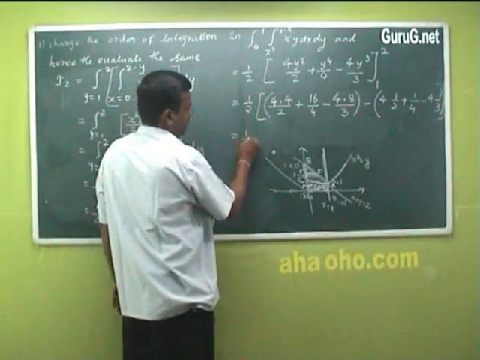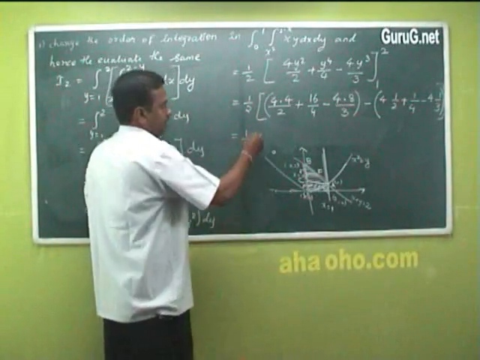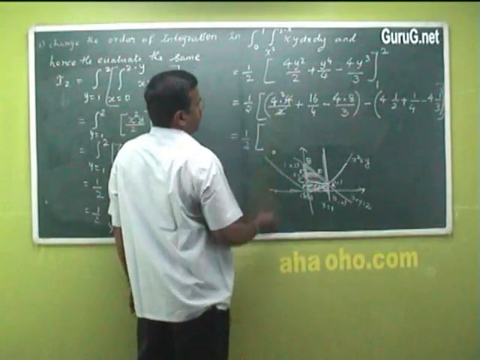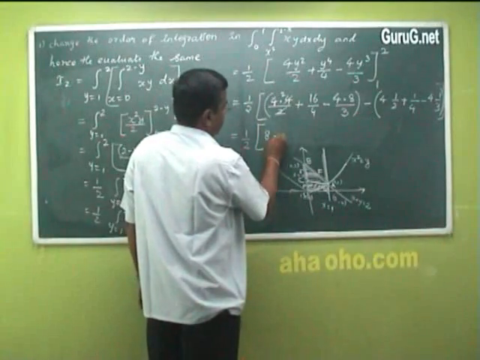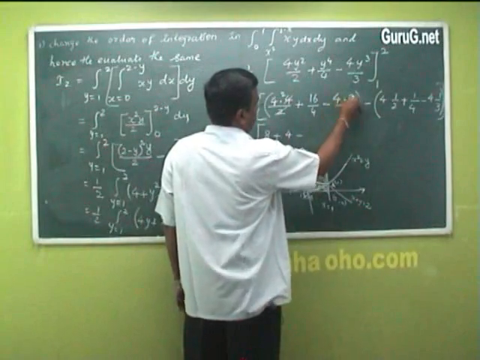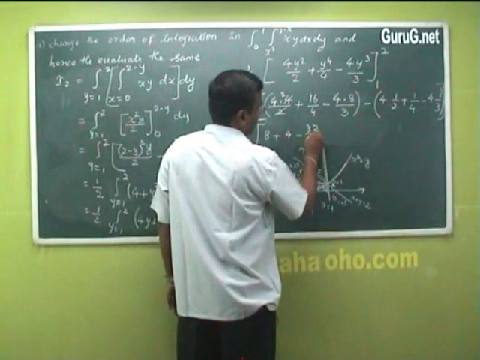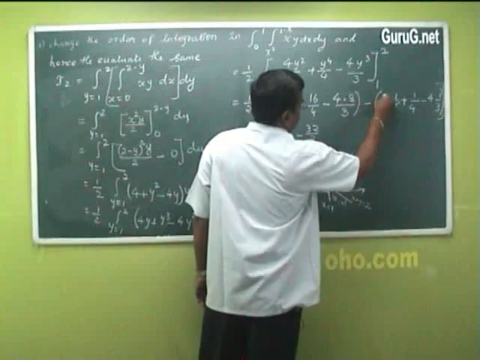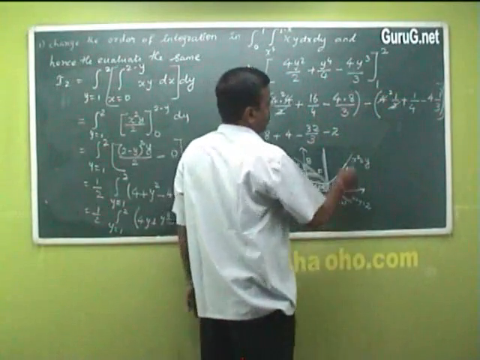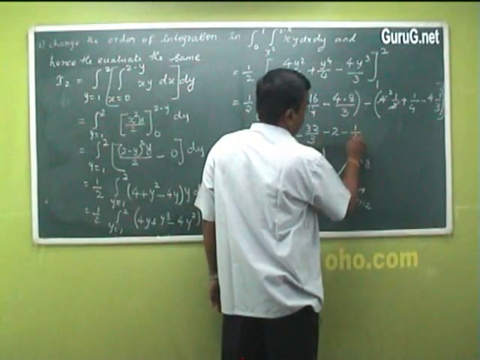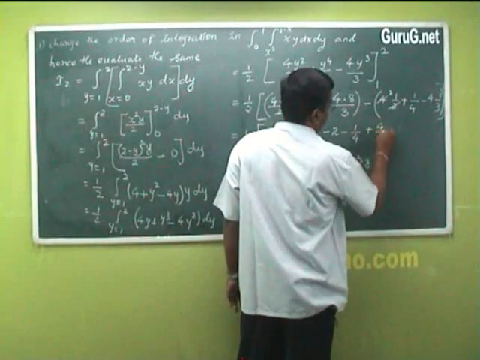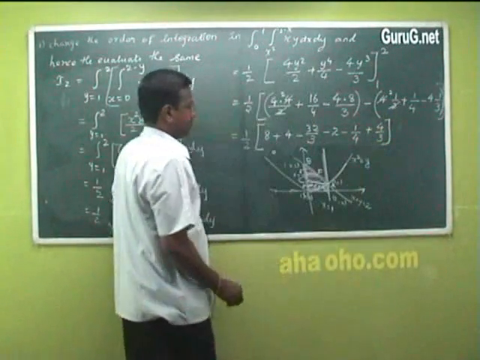By simplifying, we can get the full answer. We cancel this with this. Therefore 4 2s are 8. 16 by 4 is nothing but 4 minus of 8 4s are 32 divided by 3. Here you cancel with this minus 2. When you release the bracket, this will become minus 2. Next term is minus 1 by 4. Next term is minus of minus plus 4 by 3.